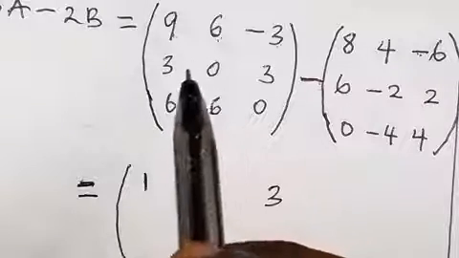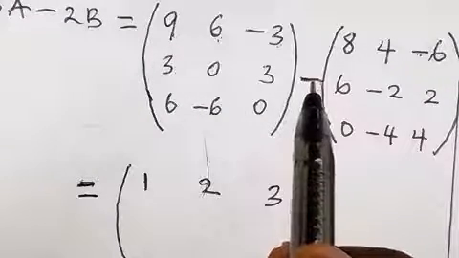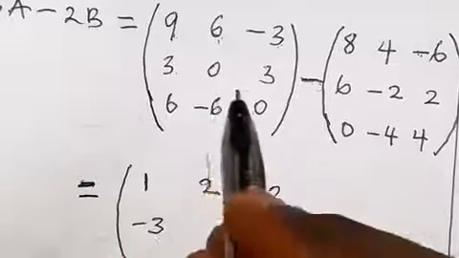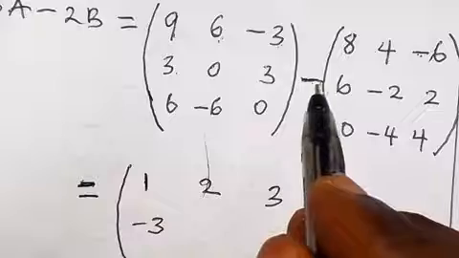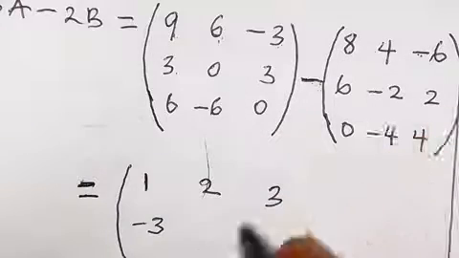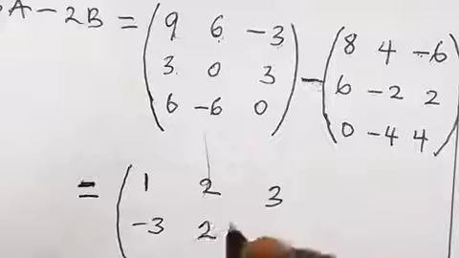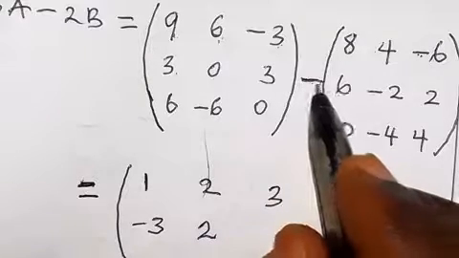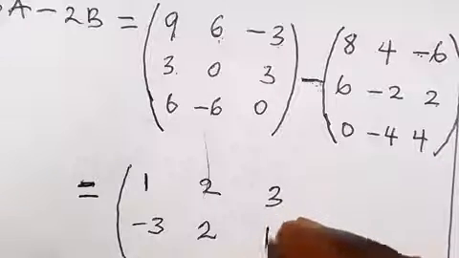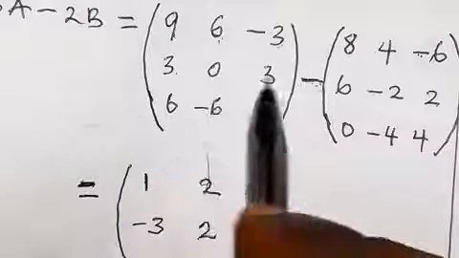Then the second row as well, 3 minus 6, that's minus 3. Then 0 minus 2. Minus will become plus. So 0 plus 2, that's still 2. Then we have 3 minus 2, that's 1. We are done with the second row as well.